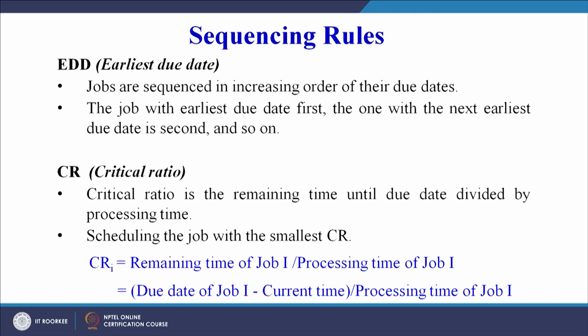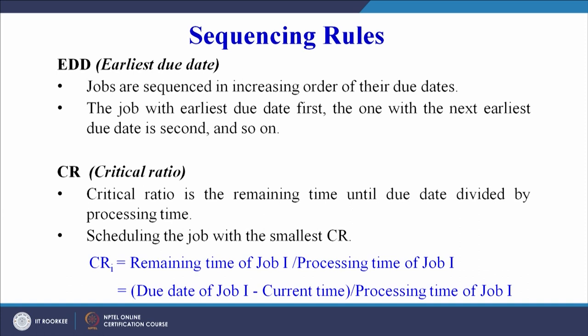The job with the earliest due date is done first, the one with the next earliest due date is second, and the one with the latest due date, or which has a number of days left before its due date, we will sequence later. Then the next criterion is critical ratio. Critical ratio is the remaining time until the due date divided by the processing time.